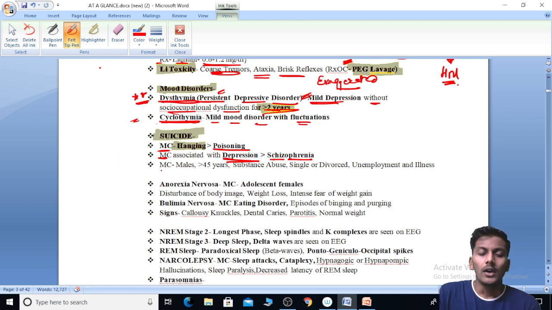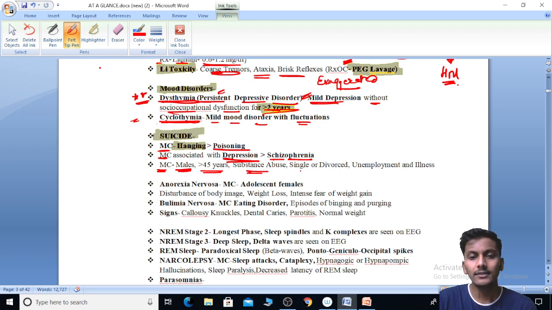Now, for suicide, which is the most common sex? So please remember, suicides are mostly attempted by males. Yaad rakh lena. Most commonly it is seen in males. In which age group? It is seen above 45 years of age group. Okay, it is associated with substance abuse, or it is more commonly seen in single or divorced individuals, okay, or individuals who are unemployed or who are suffering from chronic illnesses, right?